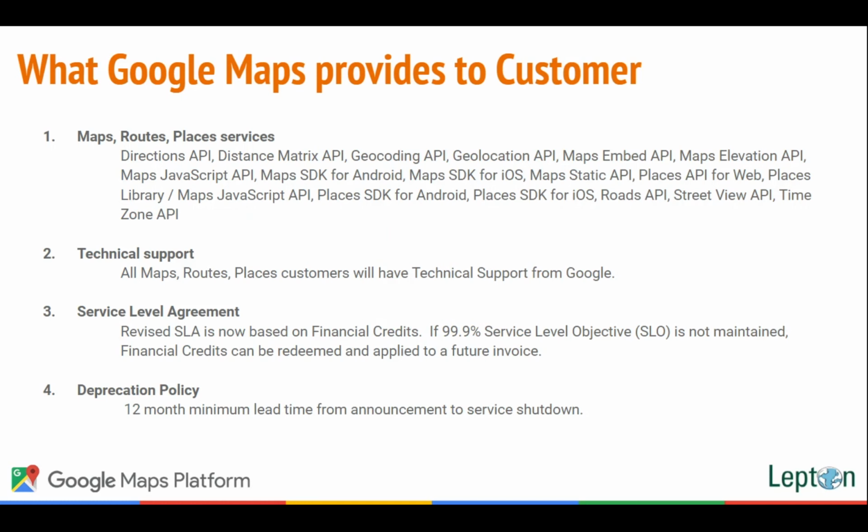Google Maps gives you a 99.9% SLA, 99.9% uptime. And if Google wants to deprecate any API or any feature, it will give you prior information 12 months in advance before it makes any changes or shuts down any feature or any API.